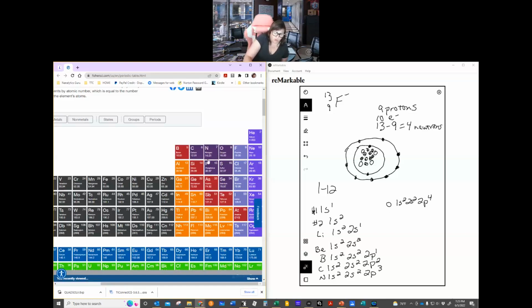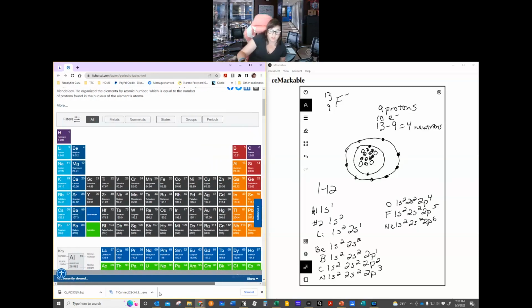We talk about fluorine, same core, 1s2, 2s2, 2p5, because I've added 1 additional electron. When we talk about neon, that's a 1s2, 2s2, 2p6. And that gets us to 10. Awesome, we got to 10. So now we have 2 more that we need to do. We need to do 11 and 12.